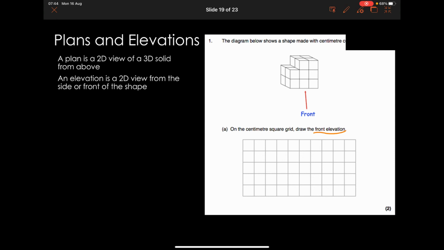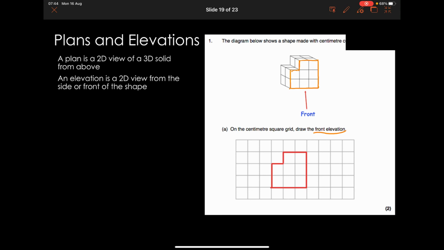And in this question, for 2 marks, it says the diagram below shows a shape made with centimetre cubes. On the centimetre square grid, draw the front elevation. And it's pointing to the front. And the front is just this bit here. Okay, so don't be too panicky that you've got to draw a whole shape. It's just that bit. Okay, and that consists of 8 squares.